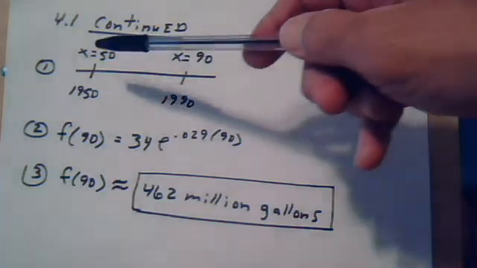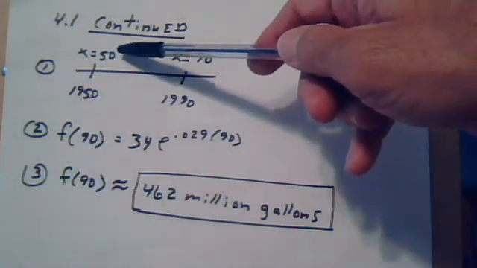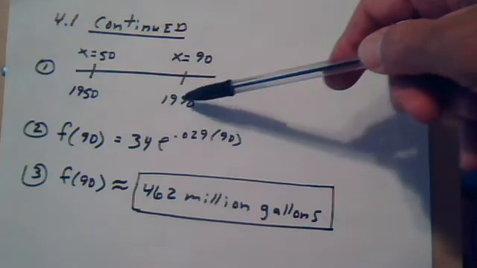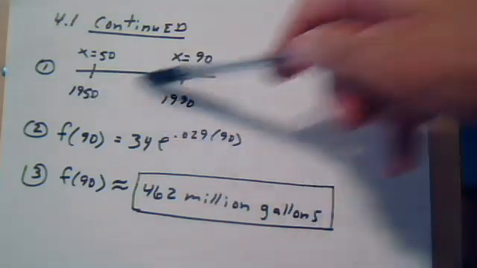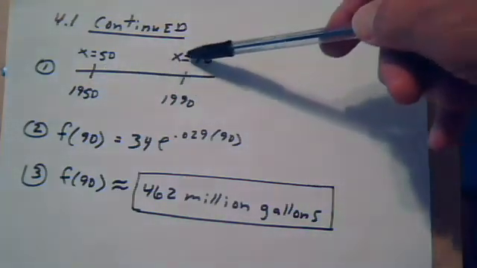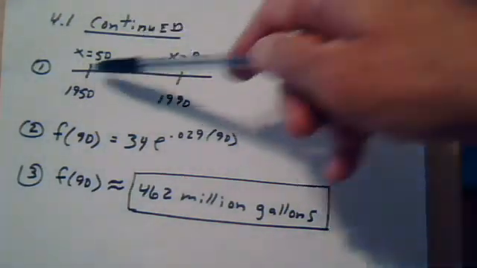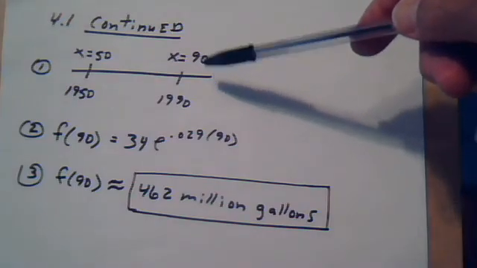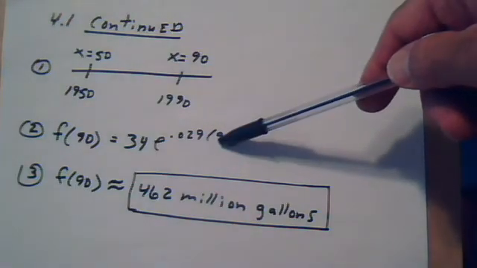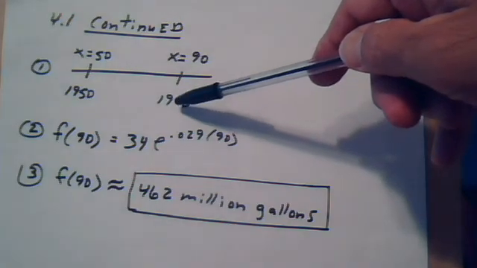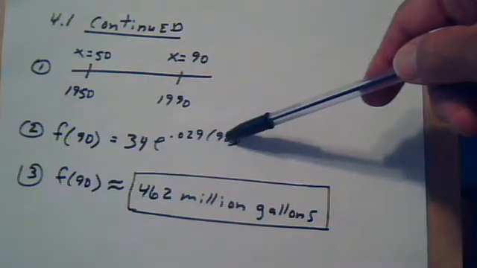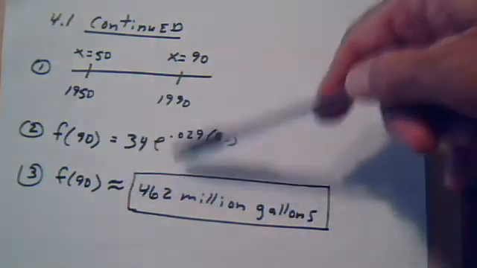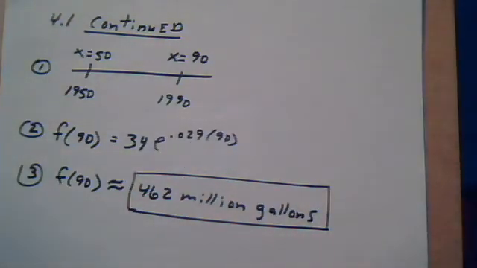They told us that 1950 is going to correspond to x equals 50. So what would 1990 correspond to? Well, just add 40 years to 50, and that makes x equal 90, because time is running. So for the x, we're going to replace it with the 90, so we can know how much wine was consumed in 1990. You substitute, key this in, and it turns out to be 462 million gallons of wine consumed in 1990.